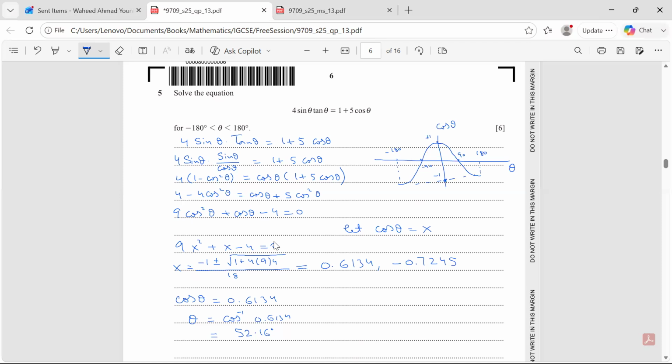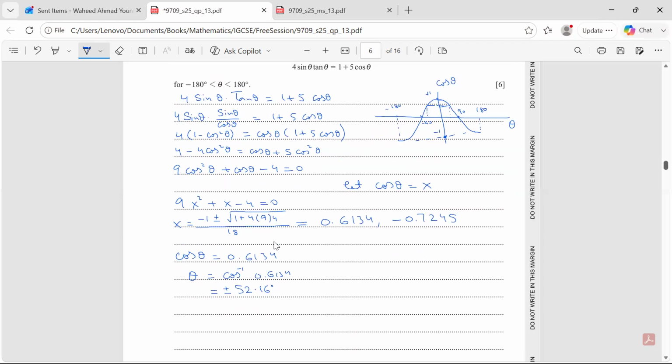Now you can see if theta is 52, cos theta is 0.6, somewhere here. So the answer from the calculator is 52 degrees. But you can see that at the same time, this angle, which is negative 52, is also part of the solution. So I have two answers, plus 52 and minus 52.